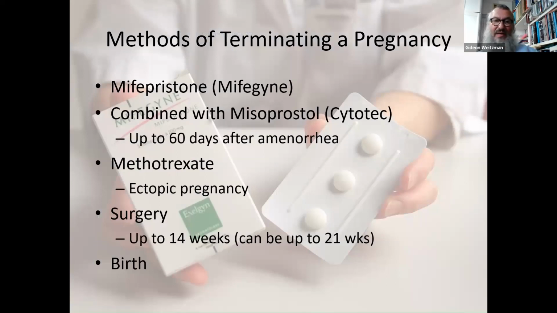Later on, we get into mifegyne or Cytotec, which can be taken after 60 days of amenorrhea, which basically causes a miscarriage. Methotrexate, which we would give in the case of an ectopic pregnancy, outside of the uterus. We can do surgery, so we can do a D&C, and that can be done up to 14 weeks usually, but can theoretically be done until 21 weeks, and we can of course induce birth. So all of those can be done, and all those are methods of terminating pregnancy.